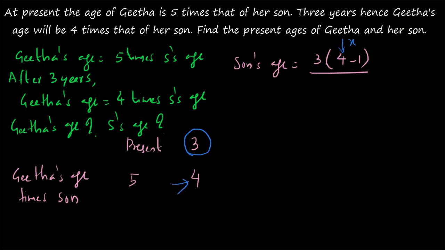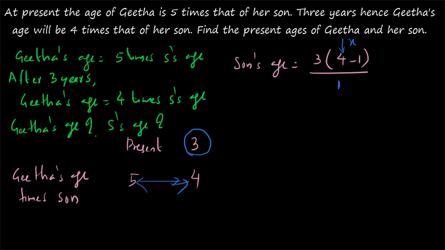In the past, 5 years ago, Gita's age was 4 times that of her son, so x will become 5 there. Or in the future, Gita's age will be 4 times that of her son, so x will be 4. So x will always represent the future or the past. You should not take present as x. Then you have to take the difference: 5 minus 4 is equal to 1. So 3 into x minus 1 divided by y minus x.